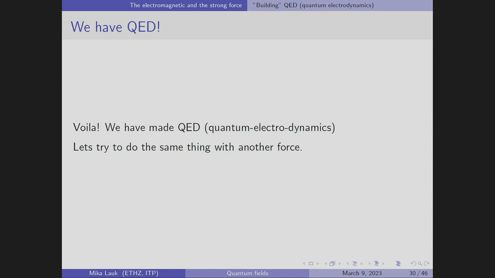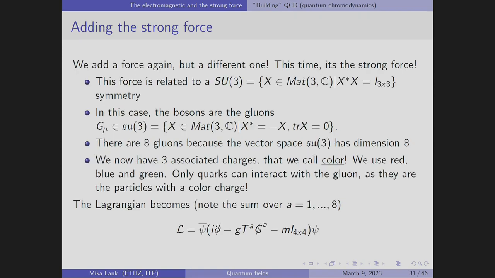Now we have made QED, and we can try again the same thing with another force, which is the strong force. I'm going to go over this a bit quicker, but this part is not really important. I put it in there for completion. We do the same thing as just now. We start with 3 fermions, and we add another force. But in this case, the force is not related to a U1 symmetry, which is a complex number with mod squared 1. In this case, it's related to the multiplication with a matrix in SU3, which are the 3x3 matrices that are unitary, X Hermitian times X equals the identity.